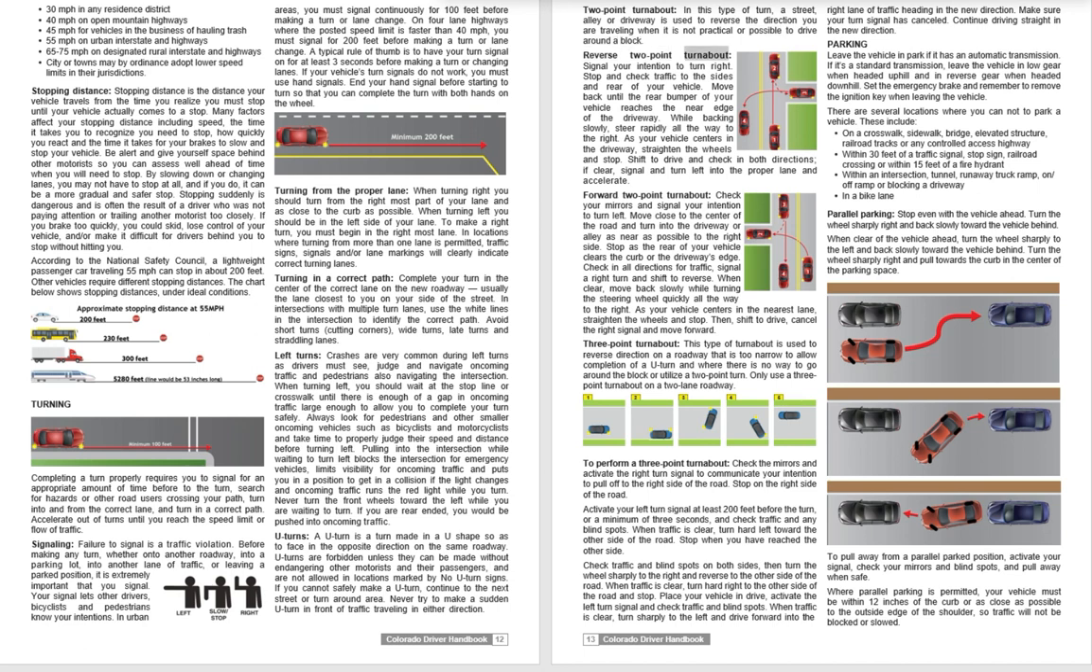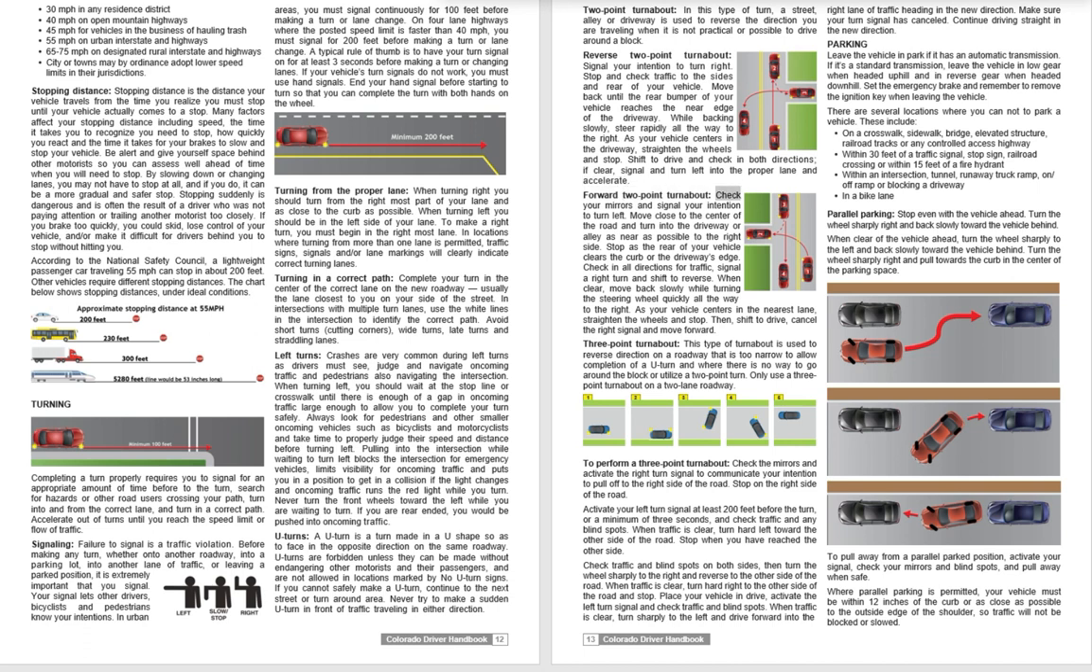Reverse 2-point turnabout. Signal your intention to turn right. Stop and check traffic to the sides and rear of your vehicle. Move back until the rear bumper of your vehicle reaches the near edge of the driveway. While backing slowly, steer rapidly all the way to the right. As your vehicle centers in the driveway, straighten the wheels and stop. Shift to drive and check in both directions. If clear, signal and turn left into the proper lane and accelerate.